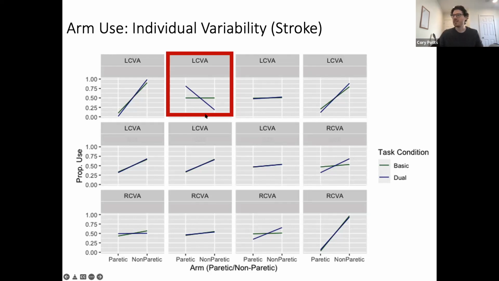I'm singling out this individual not because there was any issue with performance, but because the slope is going in the opposite direction of what we would expect. This is a person who prefers to use the paretic arm during these tasks because they see it as an opportunity to exercise that arm. So I'm going to take this person out of the graphs that you're going to be seeing next, because it's contradictory to what our expectations would be for arm use.